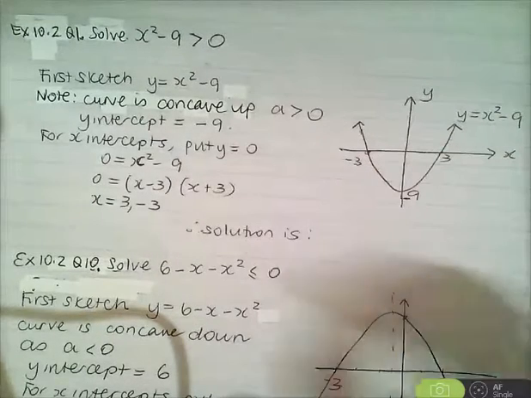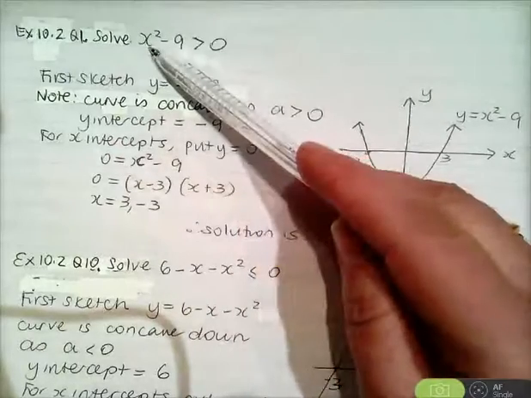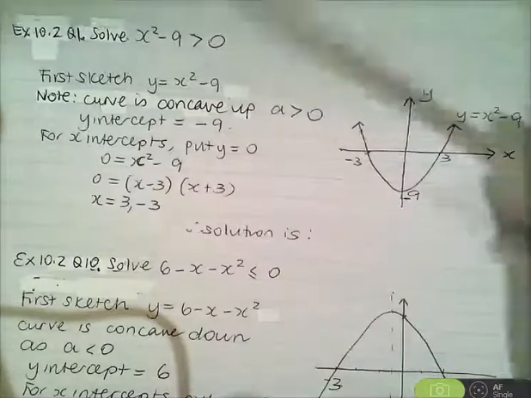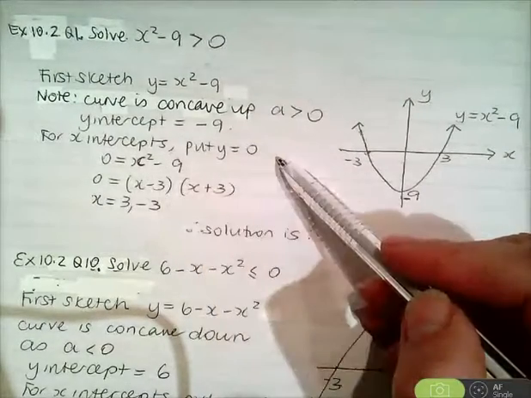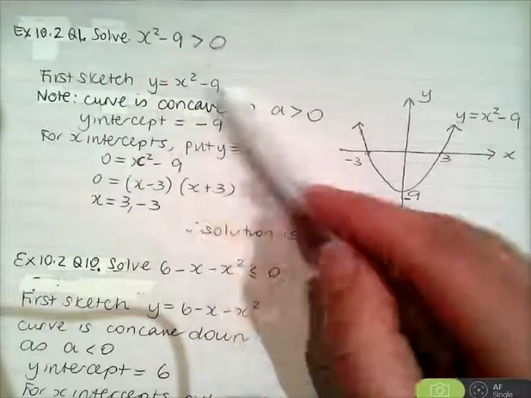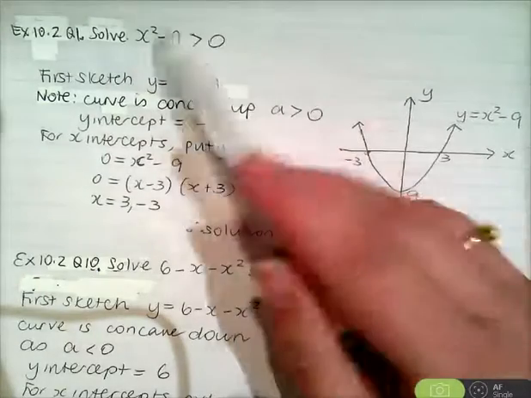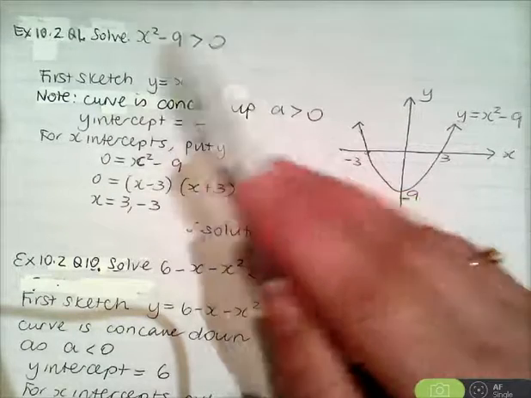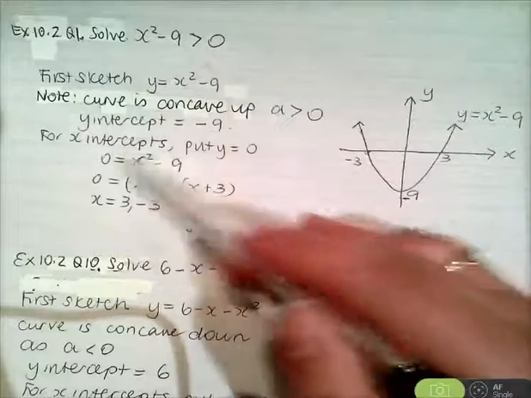Now, whenever you're asked to solve something like this, you're going to have to find the x-intercepts and then look for the part of the graph that's above the x-axis. So for x-intercepts, we put y equals 0, and we get 0 equals x squared minus 9. Now, to solve this inequality, x squared minus 9 is greater than 0, you have to first solve x squared minus 9 equals 0, which is what we're doing here.